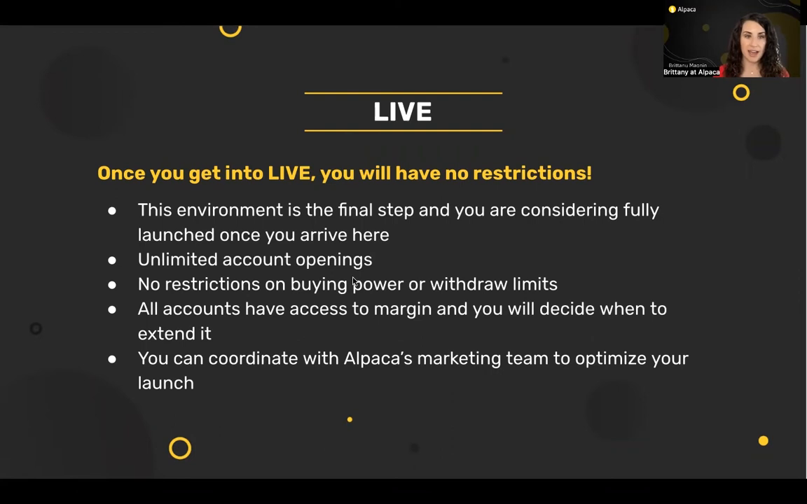Once you get into live, which is the environment after limited live, you'll have no restrictions. This environment is the final step and you are considered fully launched once you arrive here. There'll be unlimited account openings, and no restrictions on buying power or withdrawal limits. All accounts have access to margin and you will decide when to extend it to which customers and how much. You can coordinate with Alpaca's marketing teams to optimize your launch here as well.